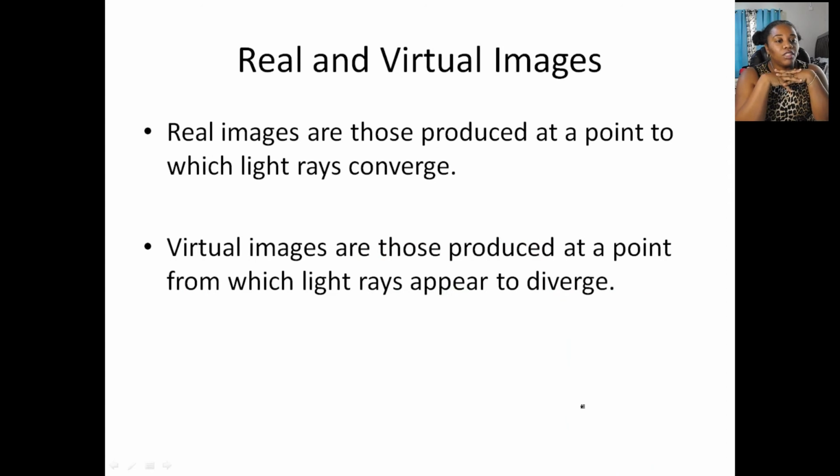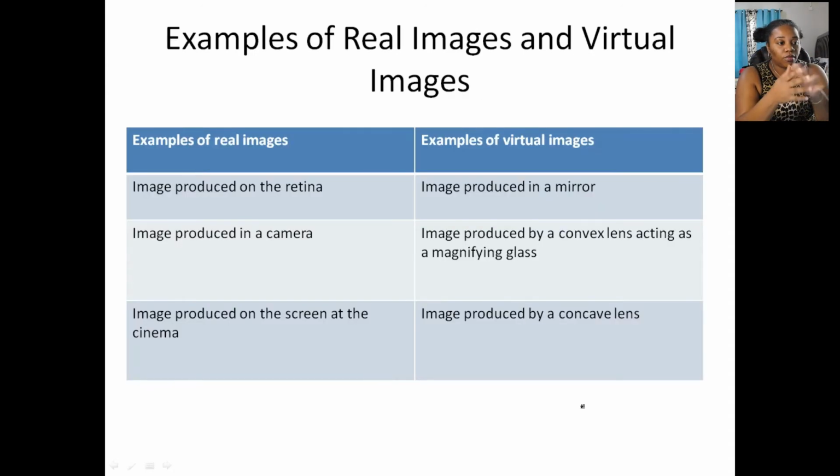Now real images are those produced at a point to which light rays converge. Virtual images are those produced at a point from which light rays appear to diverge. So examples of real images: images produced on the retina are real images. Images produced in a camera are real images. Images produced on the screen at the cinema are real images.